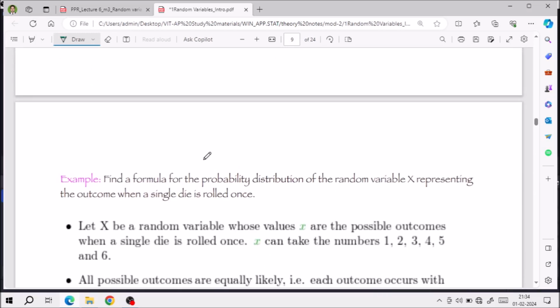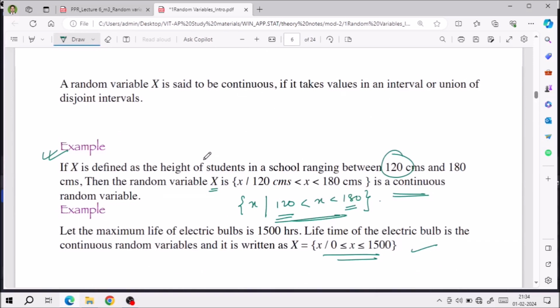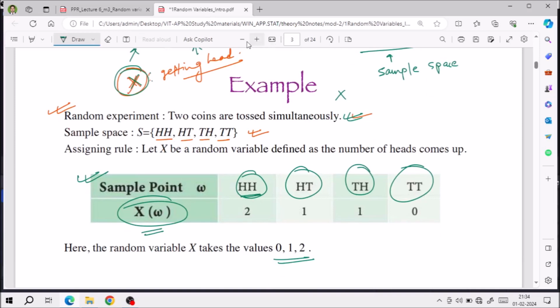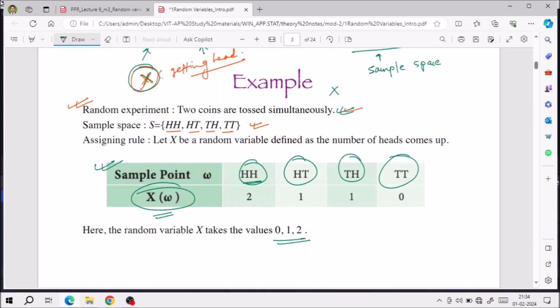Now suppose we had one problem earlier. In that question, suppose this is your question. Here we understood that this is a random variable, a discrete random variable, an example of a discrete random variable. Now the question is to find the probability distribution in this case. So what is the random variable? Getting head.